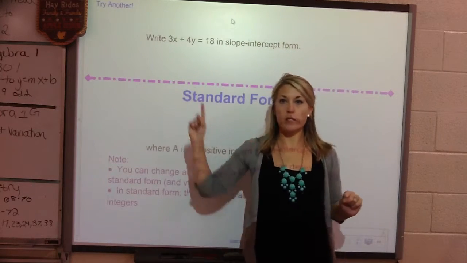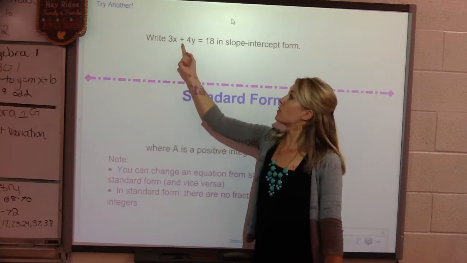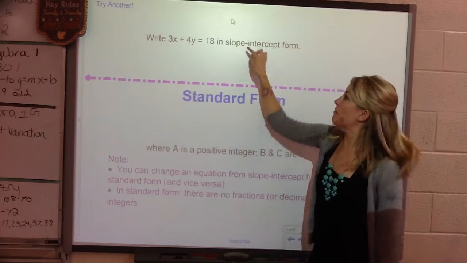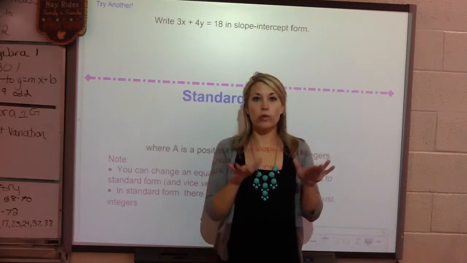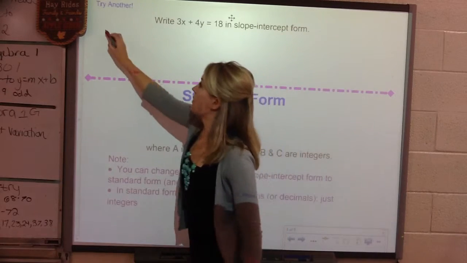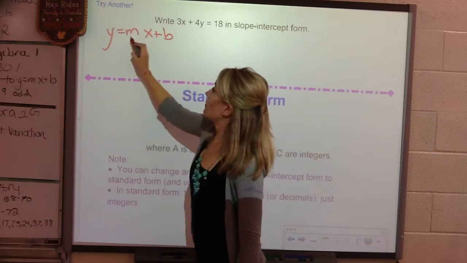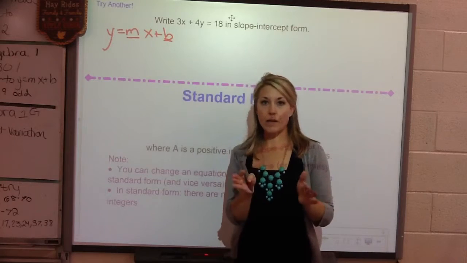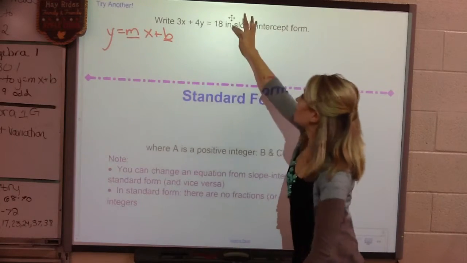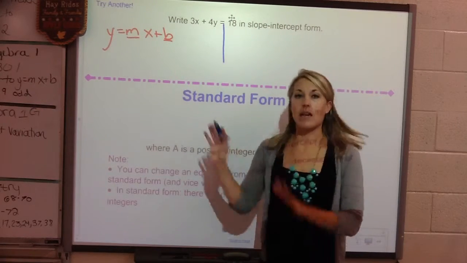So for homework, we did problems like this here, where I gave you an equation, 3x plus 4y equals 18, and we needed to convert it to slope-intercept form. So we want to convert this to y equals mx plus b, which just means you need to isolate the y. Again, this is slope-intercept form. Your y is by itself, and everything else is over on the other side. So that's what I need to do here. I need to get y by itself and everything else on the other side.